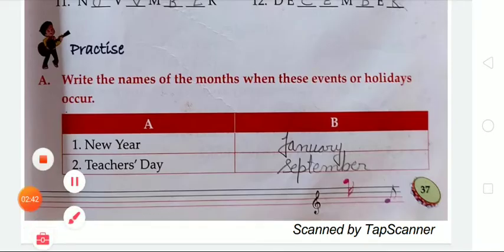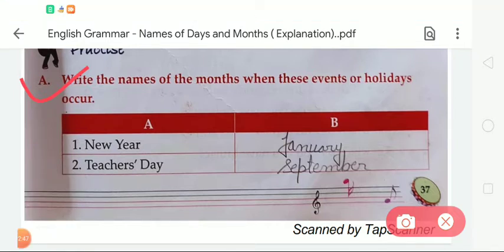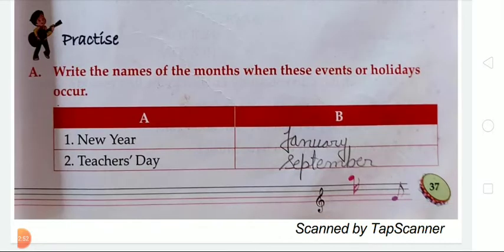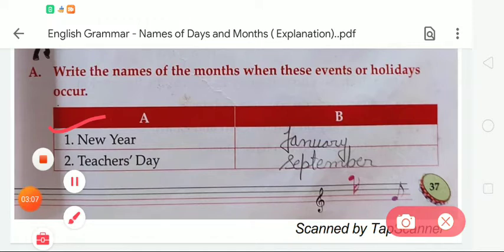So now we are moving to the next exercise, that is exercise A. So what will we do in this exercise? Write the names of the month when these events or holidays occur. First of all we have to write the month name when these events or holidays are celebrated. First is New Year. So tell me, when do we celebrate New Year? We all know that New Year is celebrated in January. So we have to write here January. What's the spelling of January? JANUARY, January.